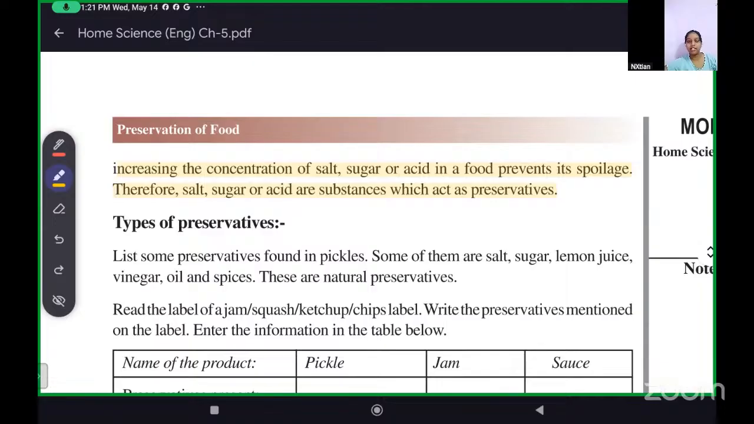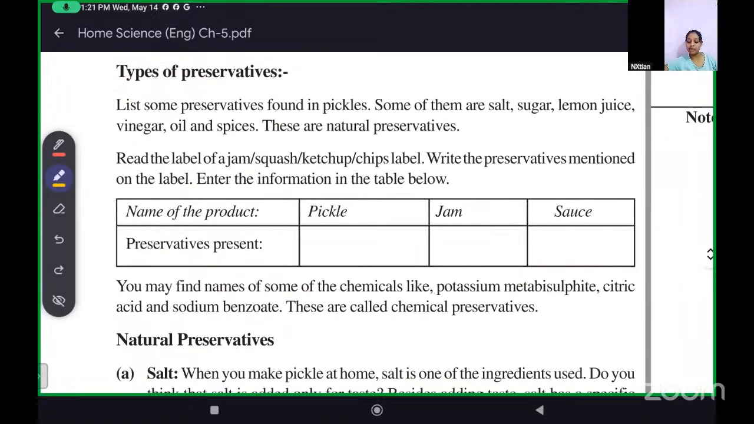Similarly, when we are making jellies and jams, we add sugar to it and then we leave it for some months. Why? Preservative. Now, there are some types of preservatives. There are some preservatives found in pickles. Some of them are salt, sugar, lemon juice, vinegar, oil, and spices. Lemon juice is also a preservative. Vinegar is also a preservative.